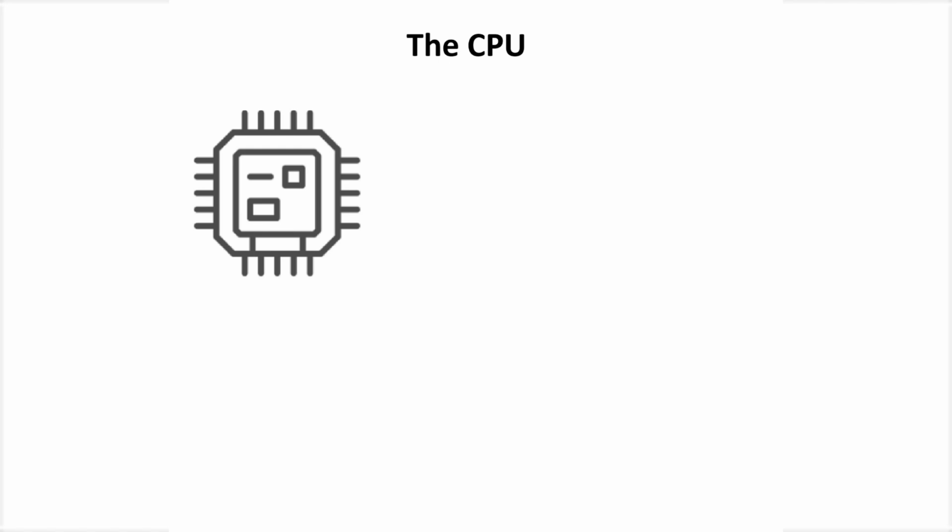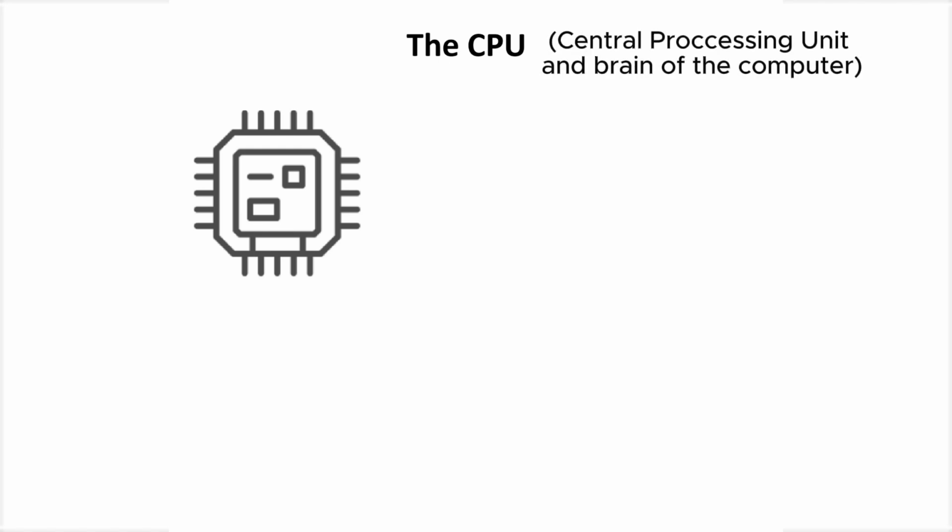Let's start with the CPU, the central processing unit. Think of it as the brain of the computer. It processes instructions, does calculations, and controls data flow. In x86 assembly, we're specifically working with the Intel x86 architecture, which is one of the most common CPU architectures.